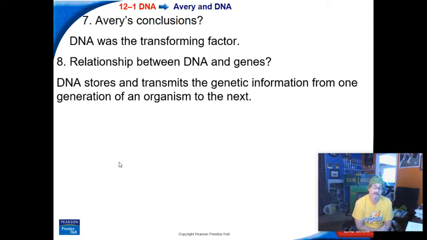So the proteins that give you some of mom's characteristics come from her DNA. The proteins that give you some of dad's characteristics come from his DNA.